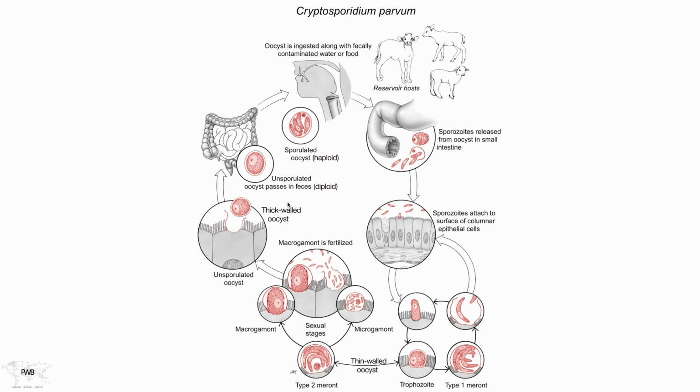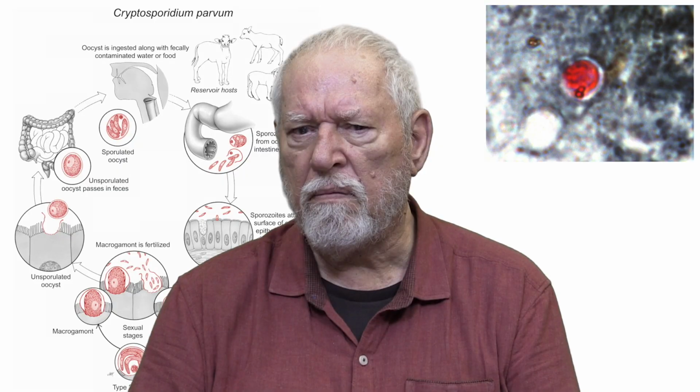The other option, of course, is to, instead of producing a thick-walled oocyst, produce a thin-walled oocyst. And instead of leaving the host, it now re-enters this other phase of its life cycle and continues this, in this case, an auto-infectious life cycle. So this is a very complicated organism indeed.